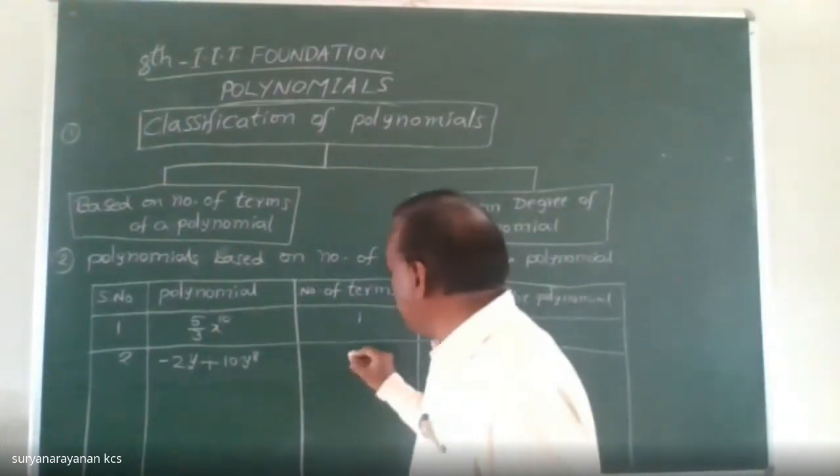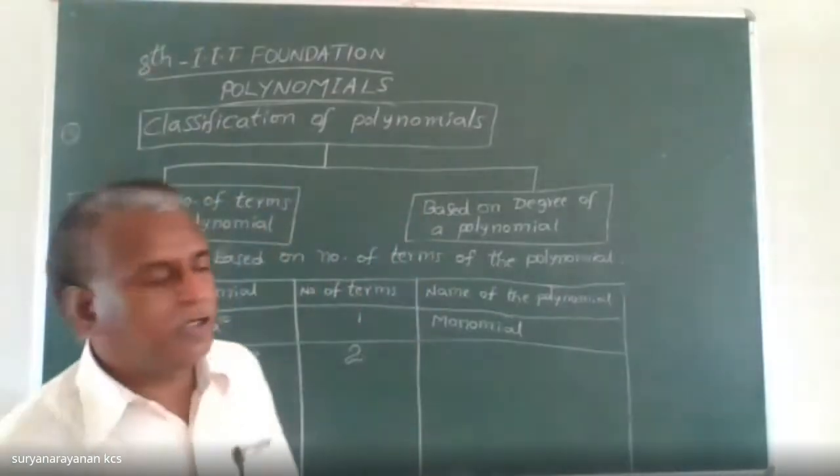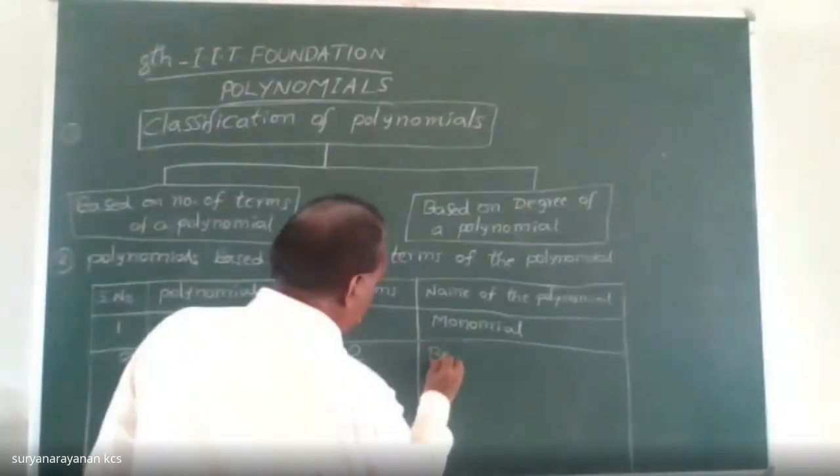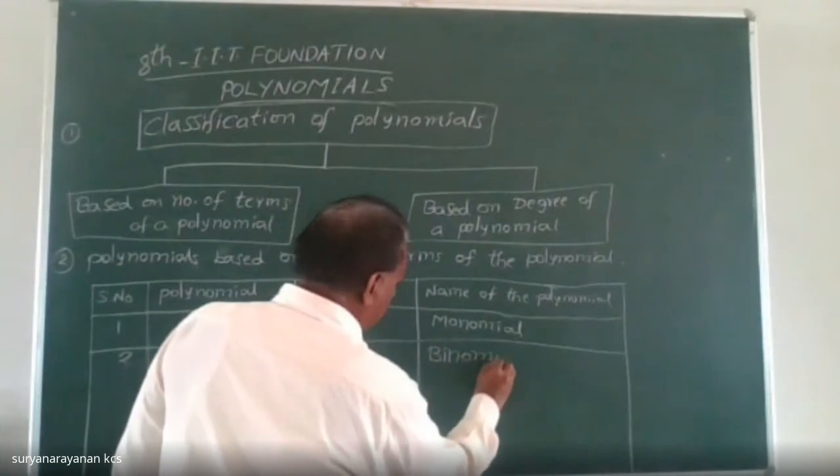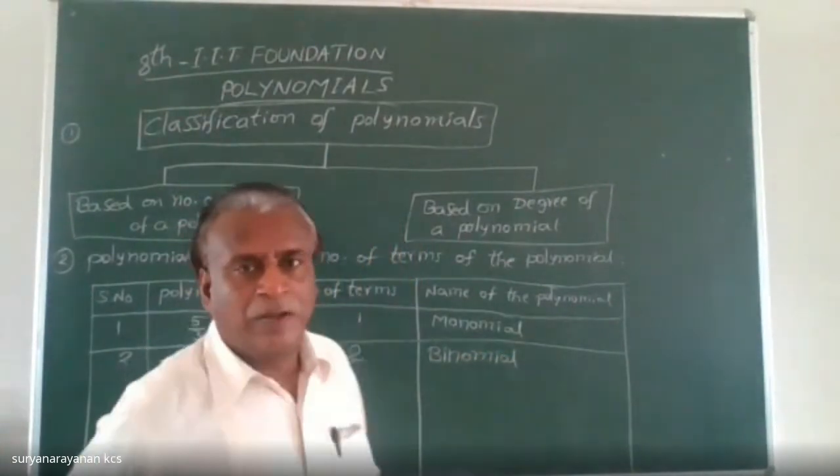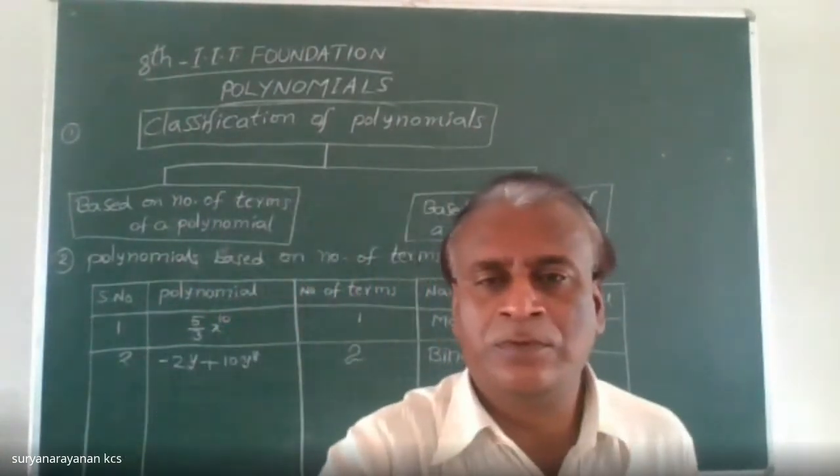So, how many terms are there in this polynomial? Two. So, this is called a binomial.